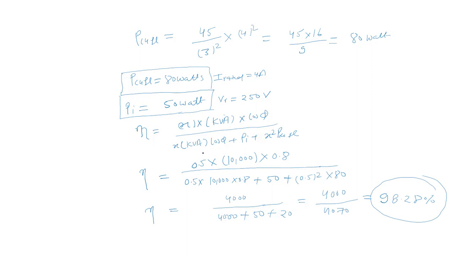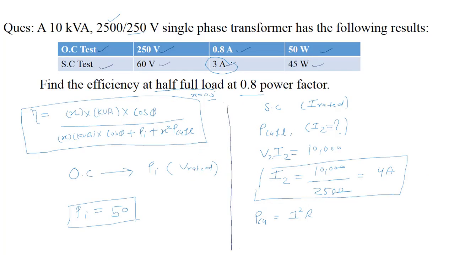What was the main trick in this question? It was simply that the short circuit test is not performed at rated current, so 45 watt cannot be equal to PCUFL. PCUFL must be equal to what we have calculated, 80 watt. They can also change the question in such a way that the short circuit test readings are 60 volt, 3 ampere, 45 watt copper full load losses. Then we have to calculate I2 and find. The answer for this question is simply 98.28%. So this is the right answer for this question.